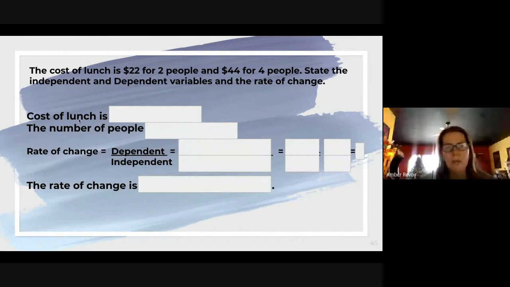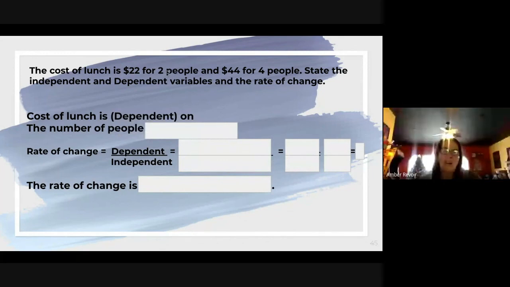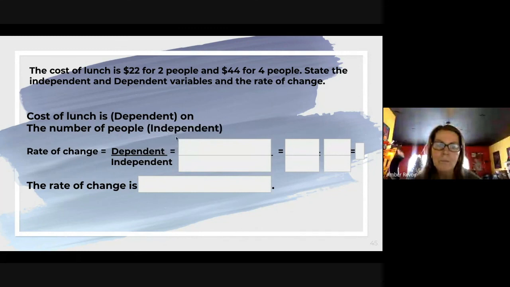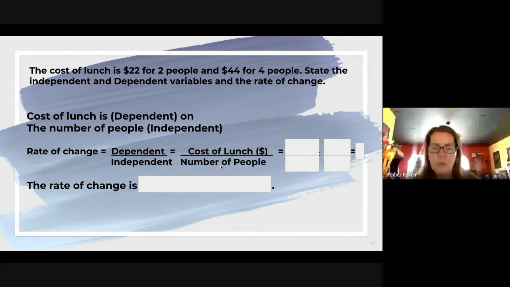Okay, so the cost of lunch is dependent on the number of people. As we invite more people to our lunch, our cost is going to go up. The number of people causes the cost to change. So the number of people is our independent variable, and the cost is the dependent variable. So cost of lunch over number of people.